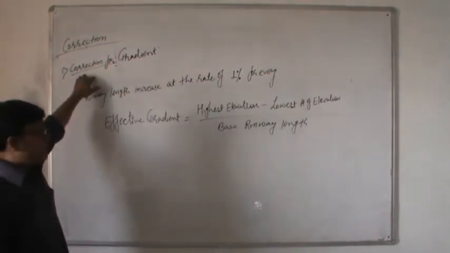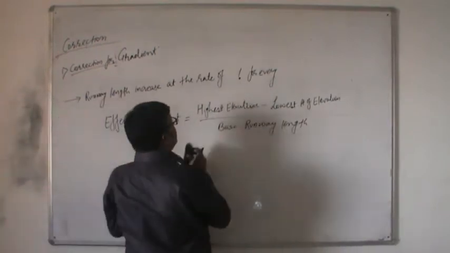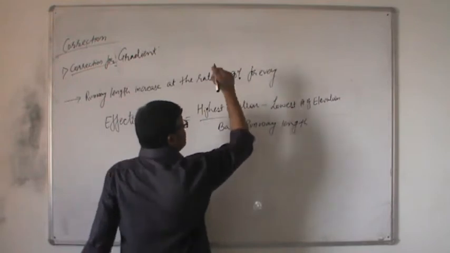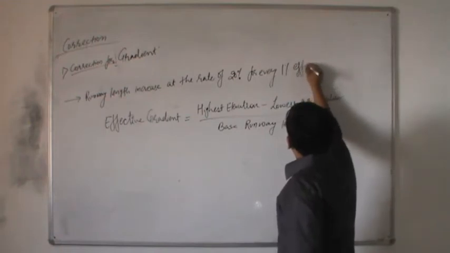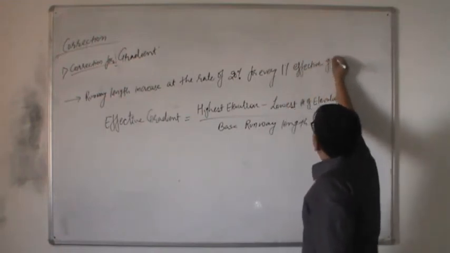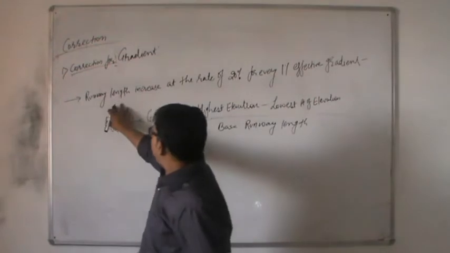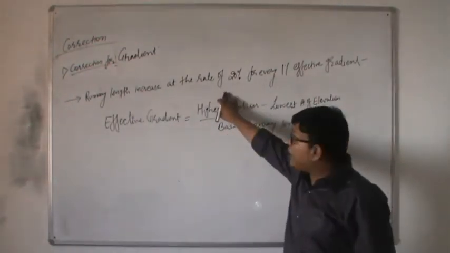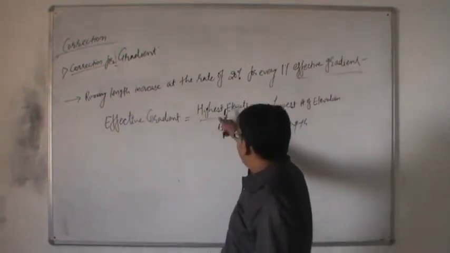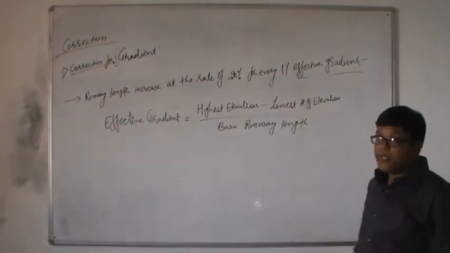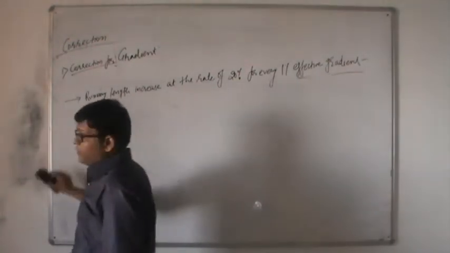Then we have to apply the correction for gradient. How will the runway length increase? At a rate of 20% for every 1% effective gradient. This is the correction for gradient. And how to find out the effective gradient? It can be found as highest elevation minus lowest elevation point divided by the basic runway length. If we do this, we will find the effective gradient. So you have seen all the three types of correction.